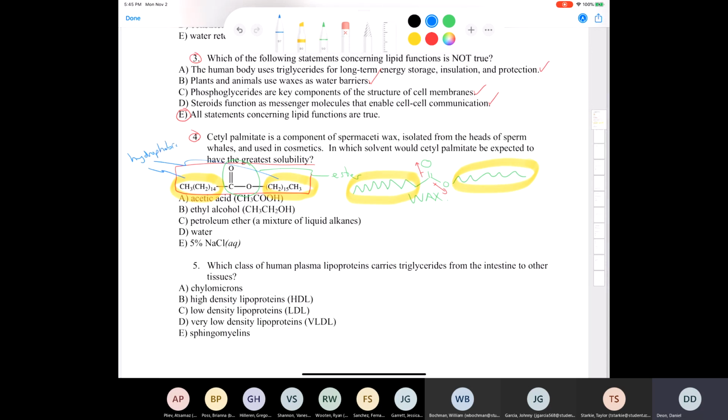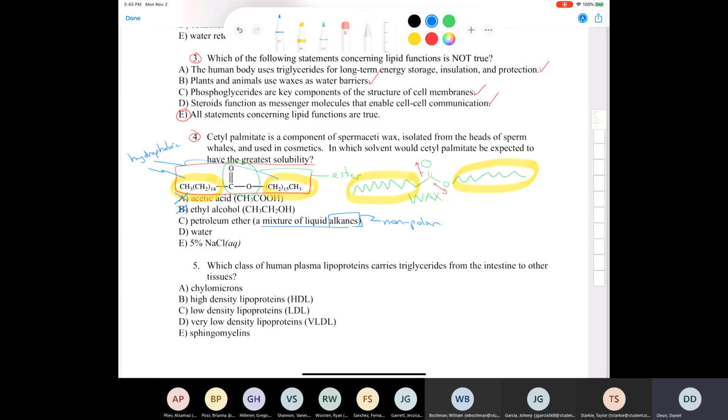And so is this molecule going to solubilize in something like acetic acid, which is a little tiny acid, which is very polar? Absolutely not. The same reason it won't solubilize in ethyl alcohol. Right? These are small polar molecules, acetic acid and ethanol, whereas petroleum ether, which it tells us is a mixture of liquid alkanes. Alkanes are nonpolar. That takes us all the way back to chapter 10, the first chapter we studied in Chemistry 102.